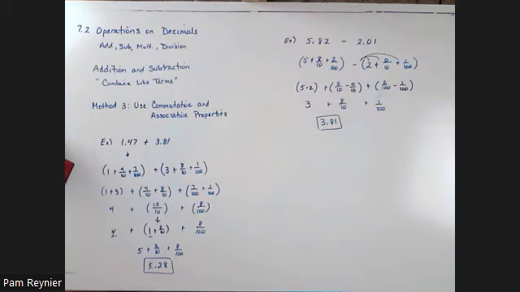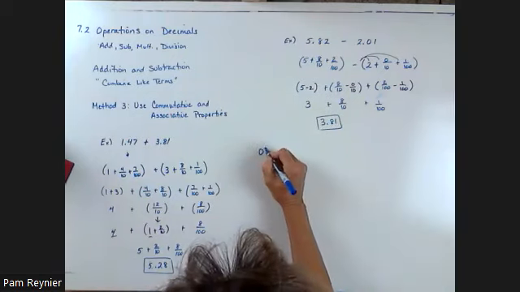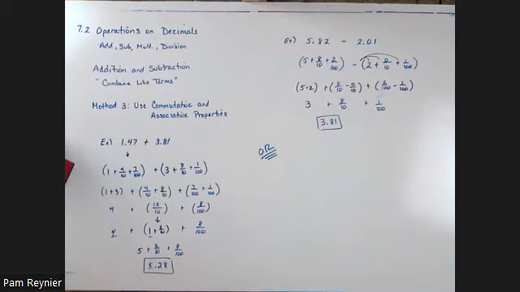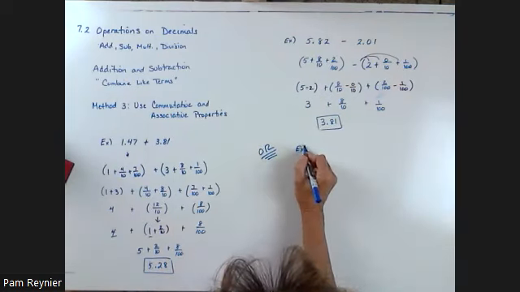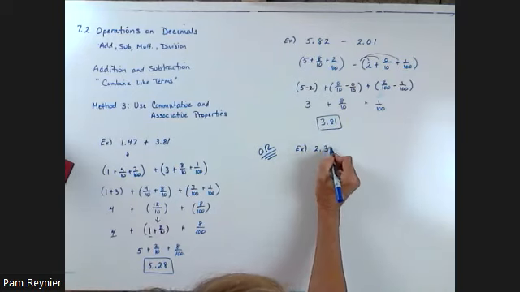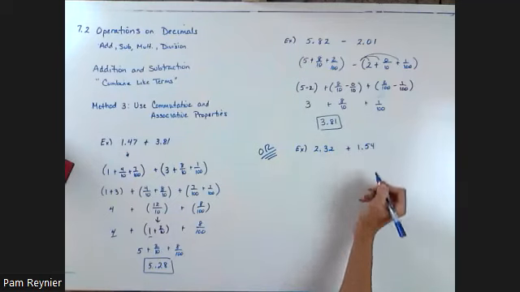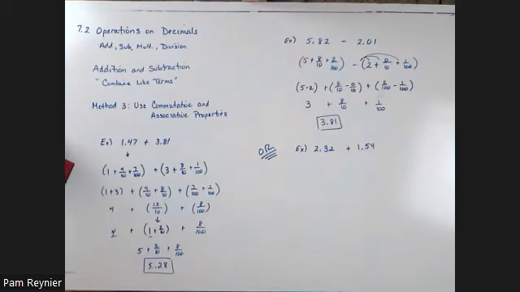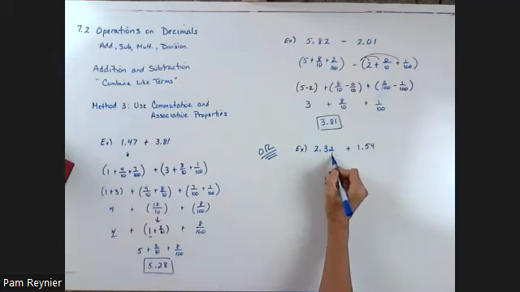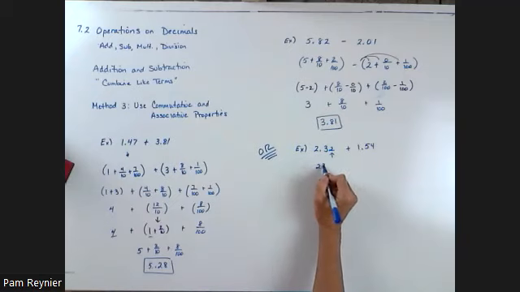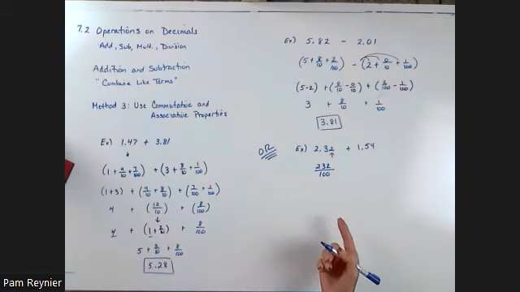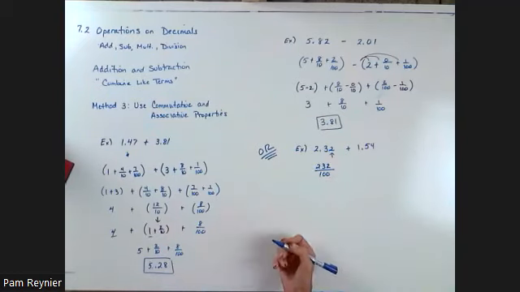Or an alternative to this, some might like it that way, some might like it this way. Let's say, for example, I have 2 and 32 100ths plus 1 and 54 100ths. So I could go, well, this last place value is in the hundredths column, so I can just read straight across and go, this is 232 hundredths. That's an improper fraction, which would reduce out to 2 and 32 hundredths.